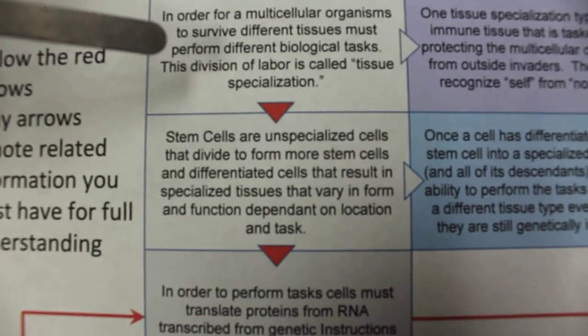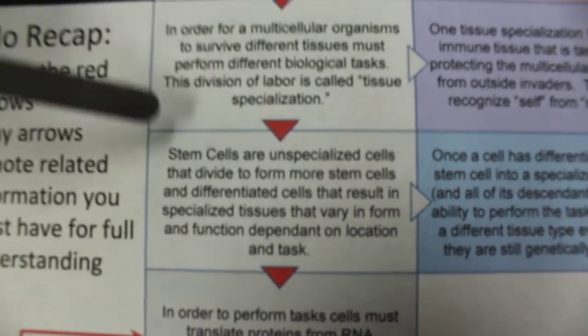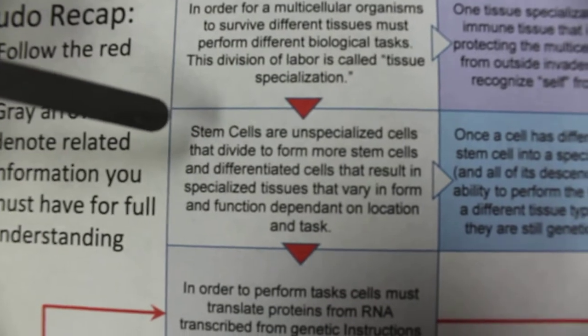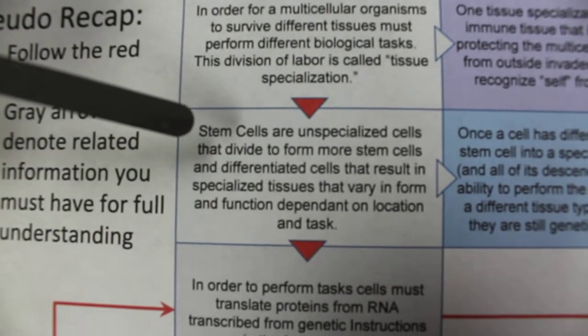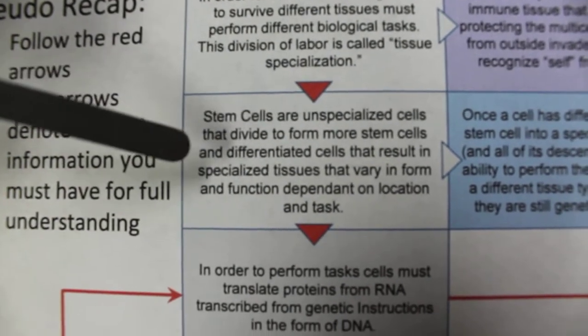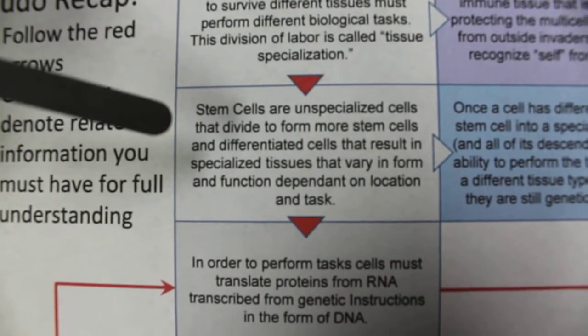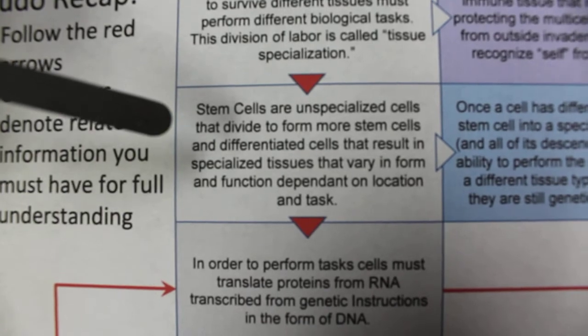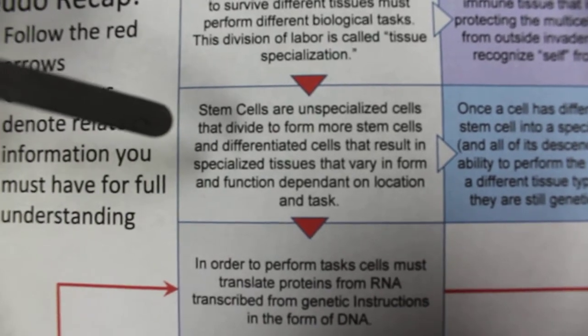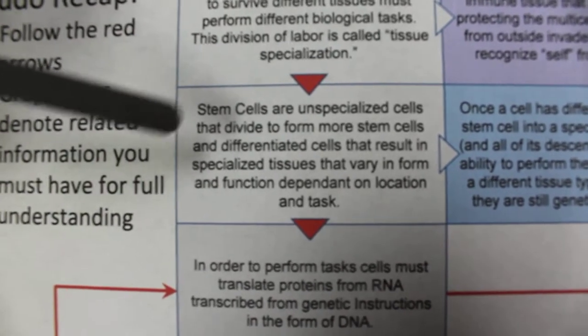Stem cells are unspecialized cells that divide to form more stem cells and a differentiated cell that results in specialized tissues that vary in form and function, and that form and function depend on their location and what tasks they need to perform.